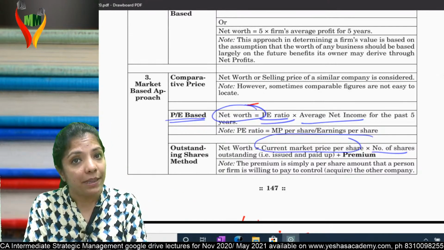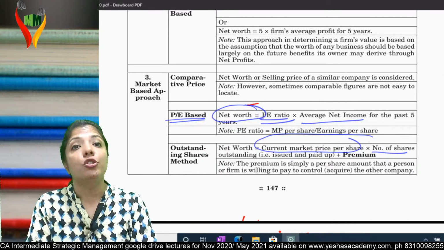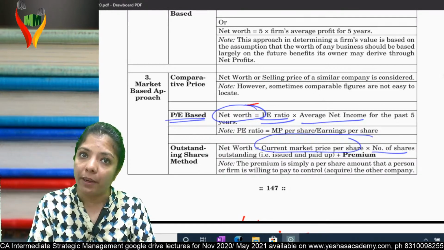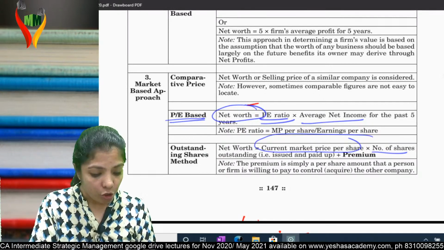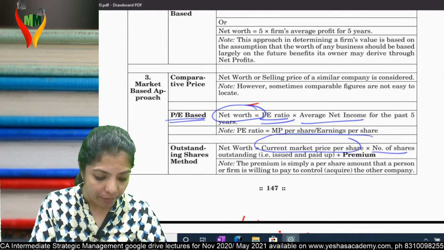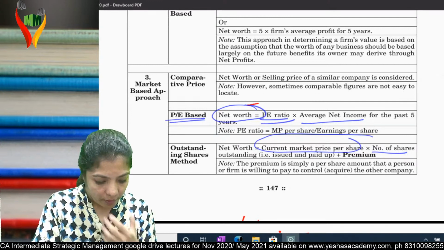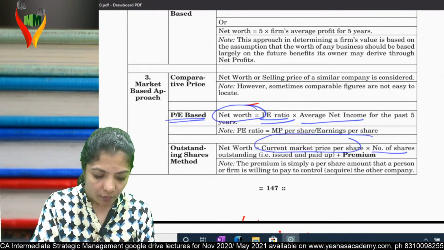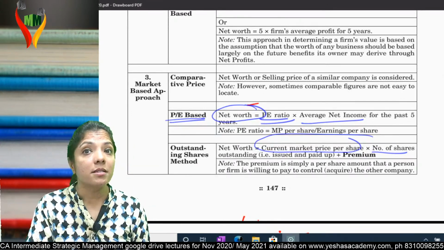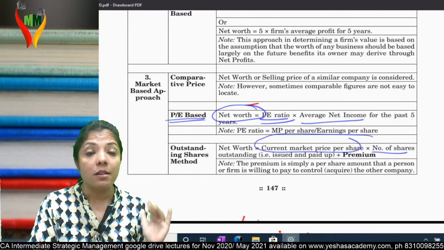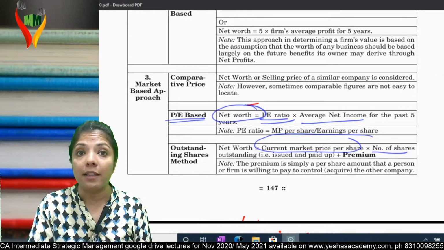Market price helps me evaluate the net worth of the company. Am I clear? Can I go ahead? Okay. Now this completes which method? Which part? Part 3, which talks about the finance department.